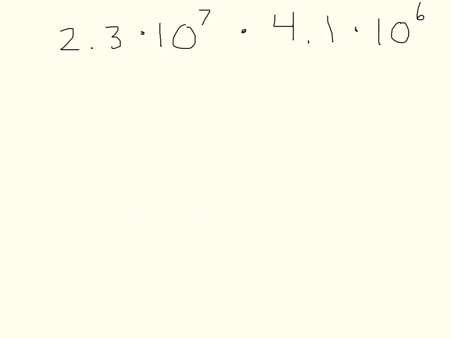Okay, our first problem. 2.3 times 10 to the 7th power multiplied by 4.1 times 10 to the 6th power. So we're going to do that same thing where we collect like terms. We're going to get the coefficients together because those are both just decimals. And we're going to put the base 10s together because they have the same base.